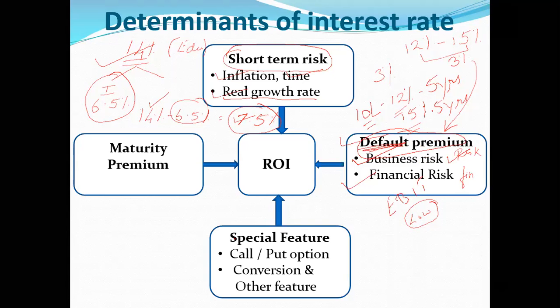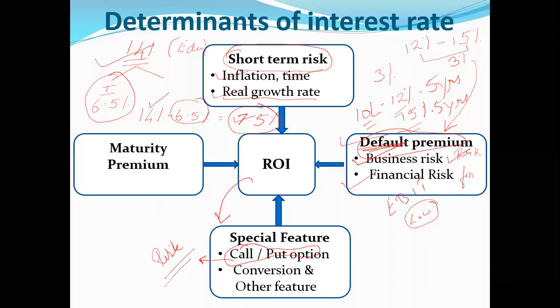Next, we come to special features. It might so happen that you are a financial company, and your job is to play in the stock market, especially in the derivative market, where you put a lot of money into call money market and put money market. In such a case, there is a huge amount of risk involved when you play in this particular market. So in order to reduce this risk, what do banks do? Banks will charge a heavy rate of interest if you are obtaining money for this particular purpose. That is the reason the rate of interest keeps on changing.